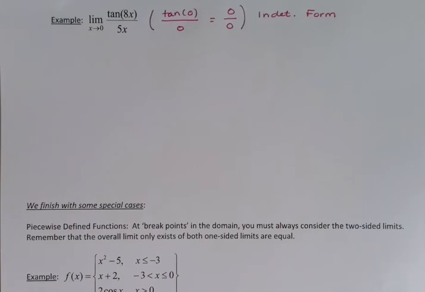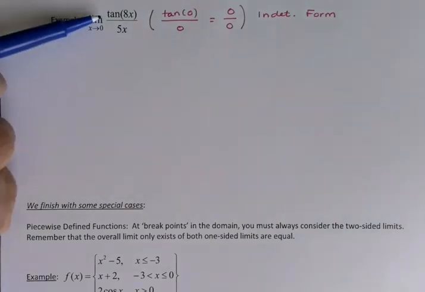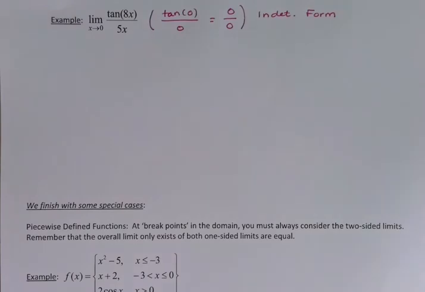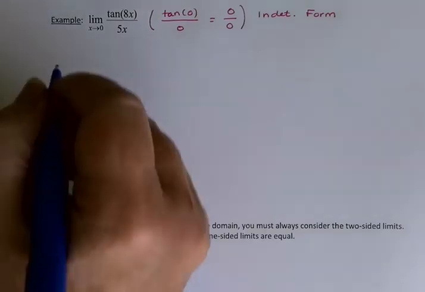All right, got to do some work here. And right now, it doesn't look like any of my 3 special forms, but again, I'm going to notice that tangent's not part of any of them. So it might be a good idea to use a trig identity first to get rid of the tangent, and then I'll maybe be able to recognize something. So let's do that.